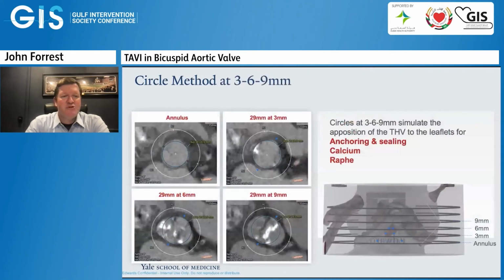Here's just a nice example showing starting at the annulus and working up by 3 millimeter increments. Here, what we're looking for is how is the sealing taking place? What's the interaction between the SAPIEN 3 valve and the leaflets? And what can we expect there?